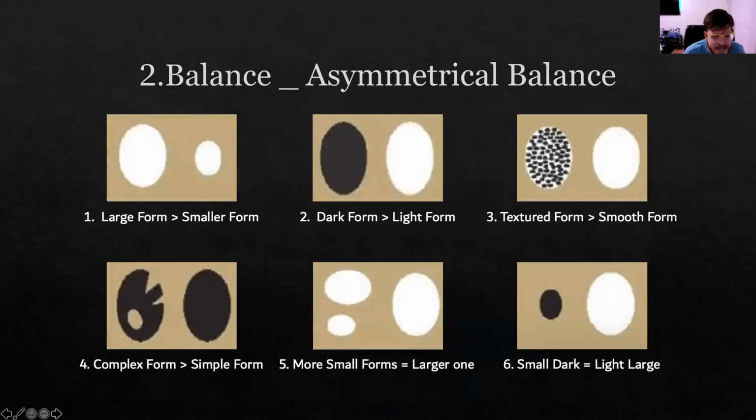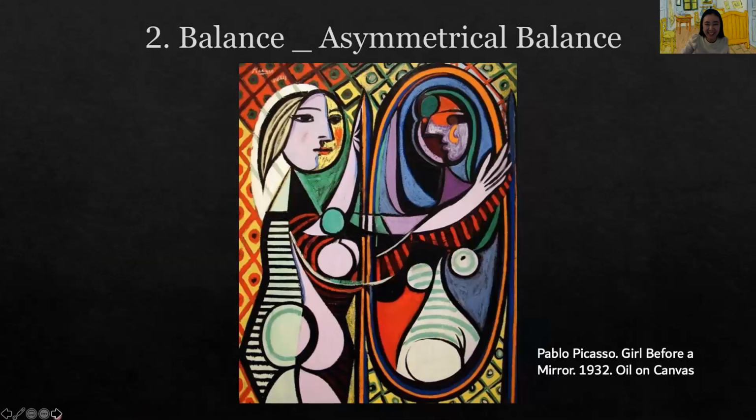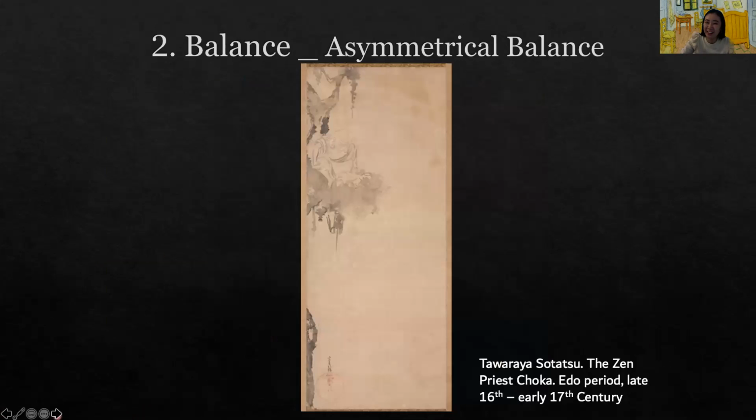Number 5. Either complex and simple, because there's some... Number 3. Small, dark, and large, light. Everything. It can be everything.